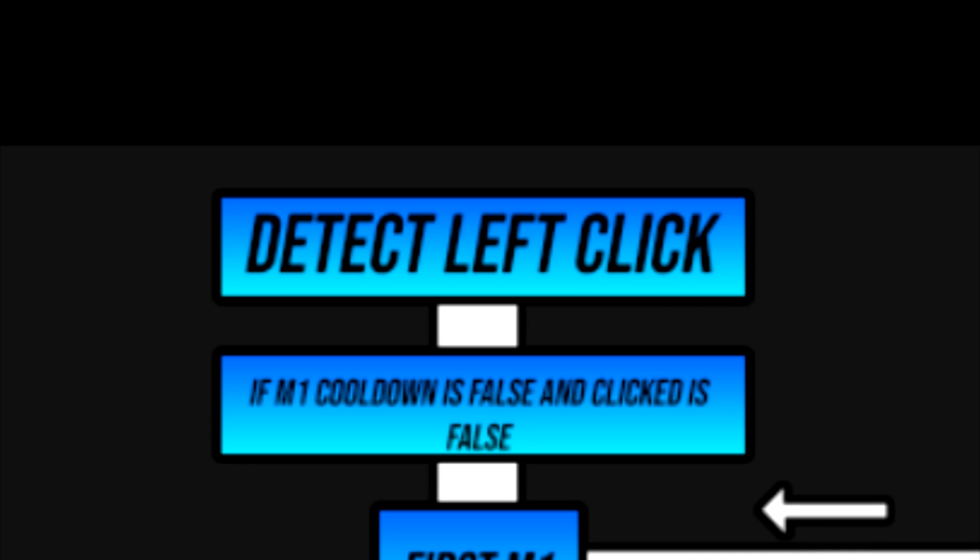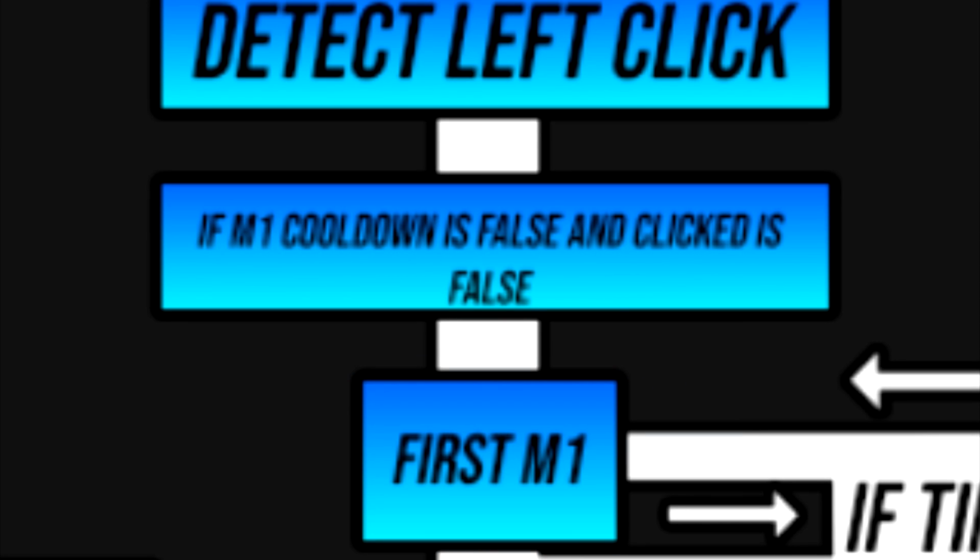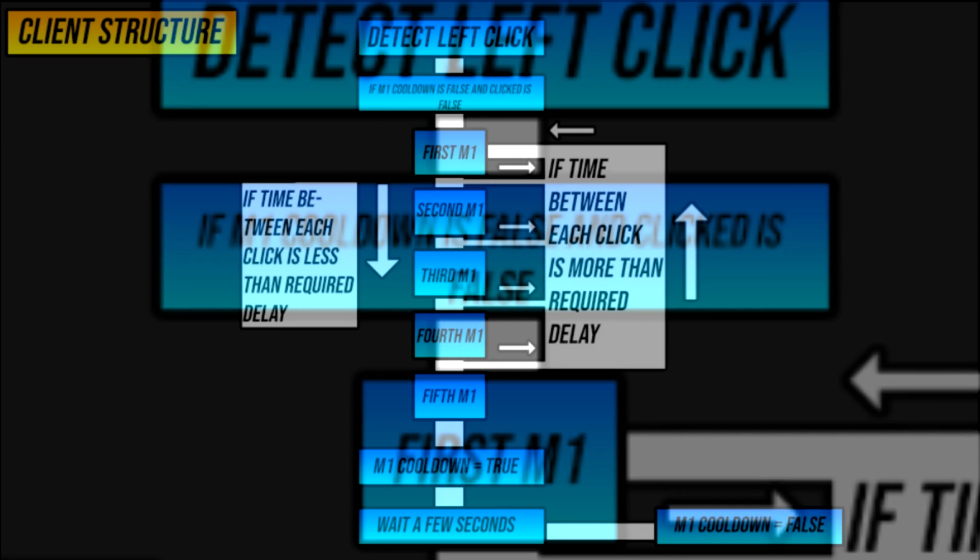So now in the code, we will first check if the player has pressed the left mouse button. If the player has pressed the left mouse button, then we will move on to the conditions. We will make sure that an M1 is not currently in progress. So of course we don't want the animations to overlap as said before. So we'll first make sure that's not the case, and we will also make sure that the M1s are not on cooldown.